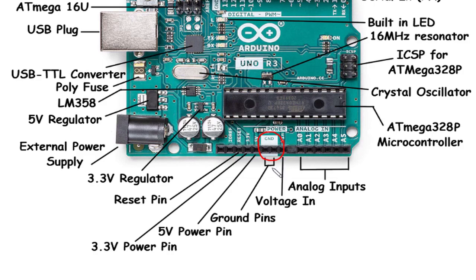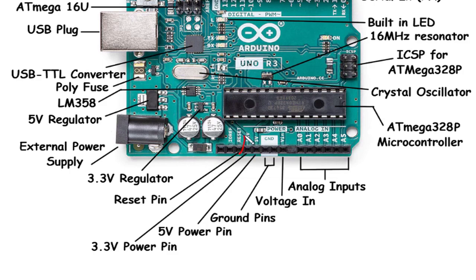The Arduino Uno Rev3 features a 5V power pin and a 3.3V power pin. These regulated power outputs allow you to provide power to other components or modules in your project that require a specific voltage level. It provides a convenient and stable power source for your connected devices.